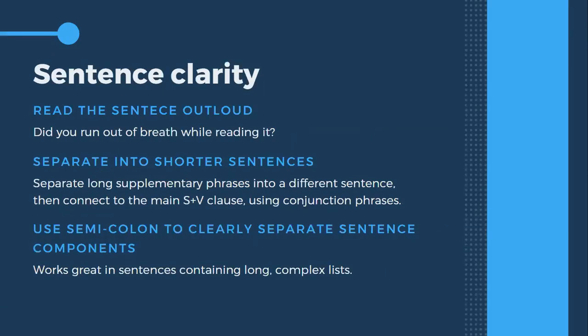Now, the second thing that we can do to make our writing more approachable is focus on the clarity of our sentences. A lot of the time when you're editing, what you can do is read the sentence out loud. If you find yourself running out of breath when you're reading it, or if you find yourself losing track of the meaning of the sentence before you have finished it, chances are that your sentence is a little bit too long and a little bit too confusing.